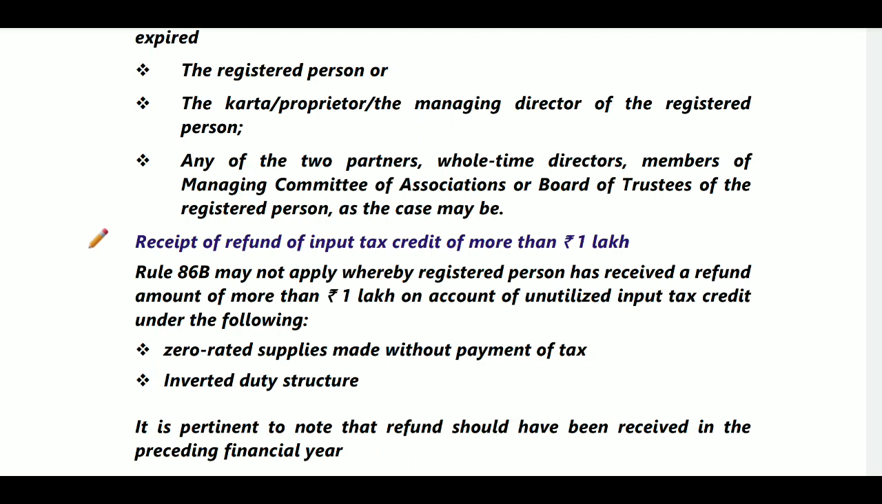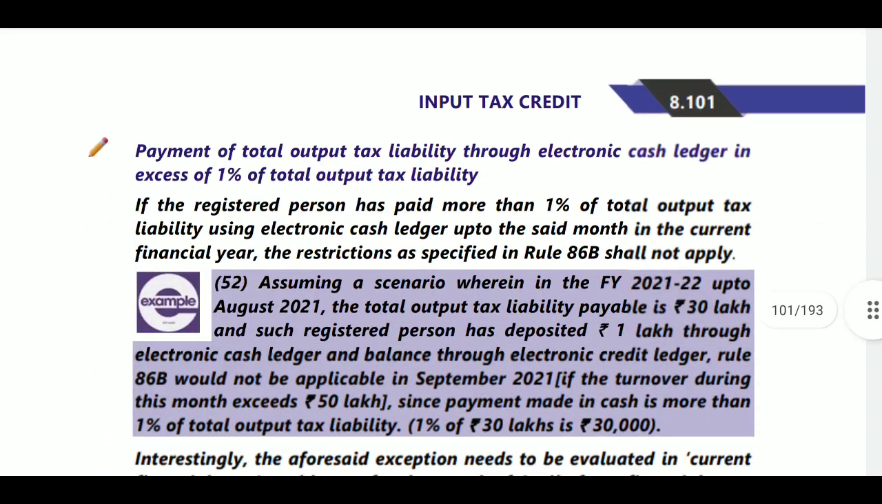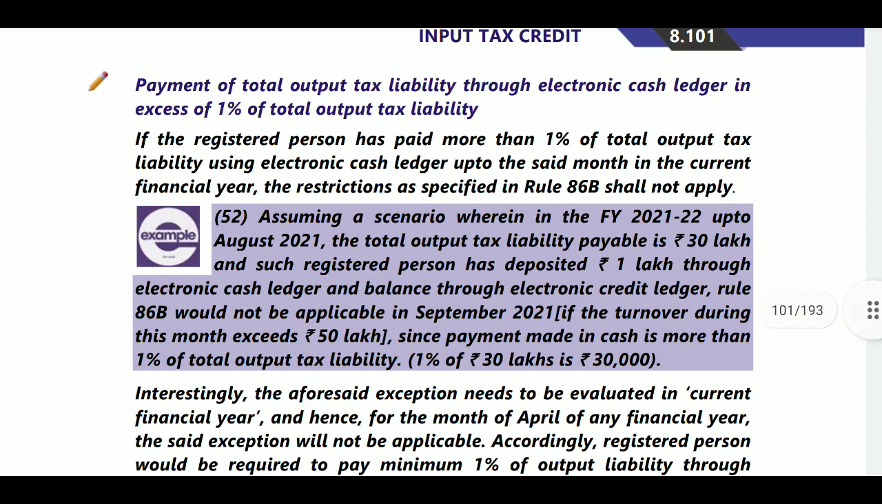Next, it pertains to note that the refund should have been received in the preceding financial year. Next, payment of total output tax liability through the electronic cash ledger in excess of 1% of total tax liability. If the registered person has paid more than 1% of total output tax liability using the electronic cash ledger up to the said month in the current financial year, the restriction specified in Rule 86B shall not be applied.